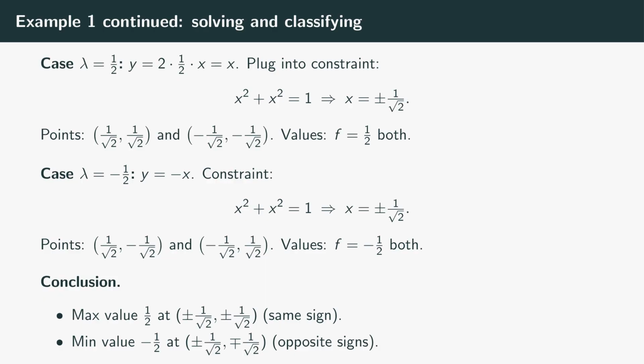The picture from two slides ago is now fully labeled. The level curve xy equals 1/2 is tangent to the unit circle in the first and third quadrants. xy equals negative 1/2 is tangent in the second and fourth.